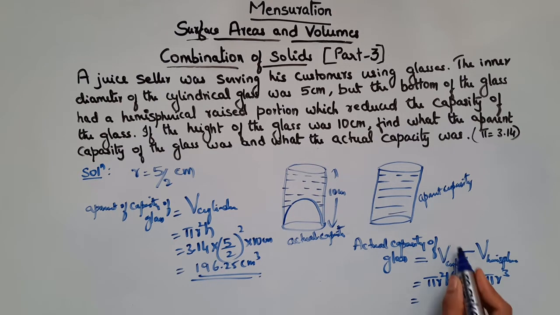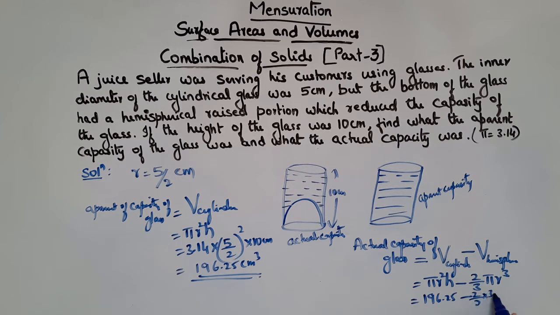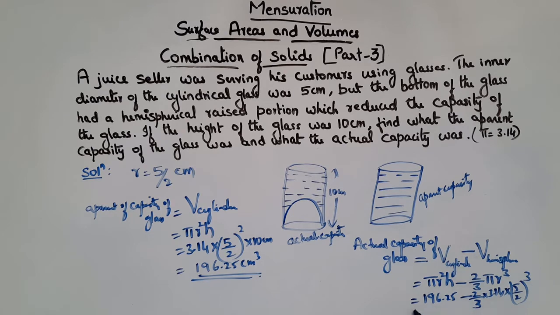Substitute the values. Here volume of the cylinder we found as 196.25 minus 2 by 3, pi is 3.14, into r is the radius, so 5 by 2 whole cube. So when you simplify this, it will give you 163.54 centimeter cube. The actual capacity of the glass which the juice seller was using had only 163.54 centimeter cube. I hope this is clear.